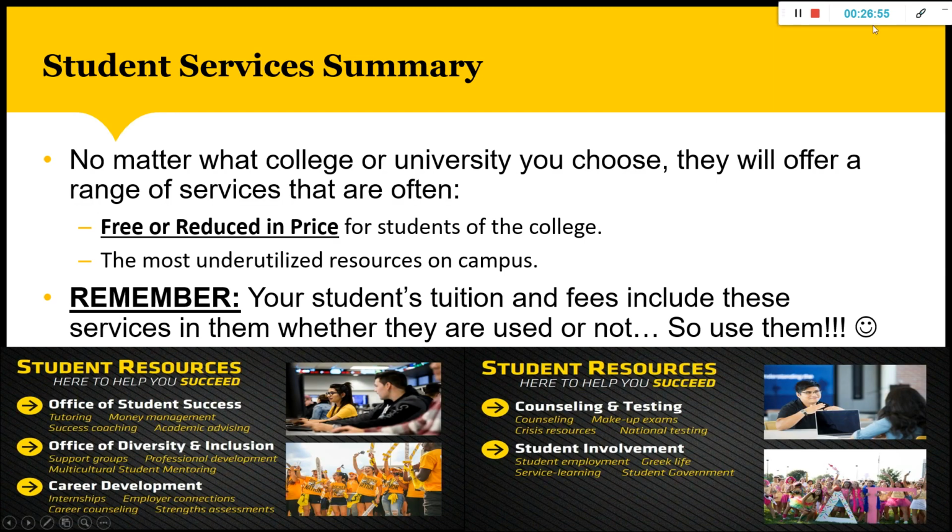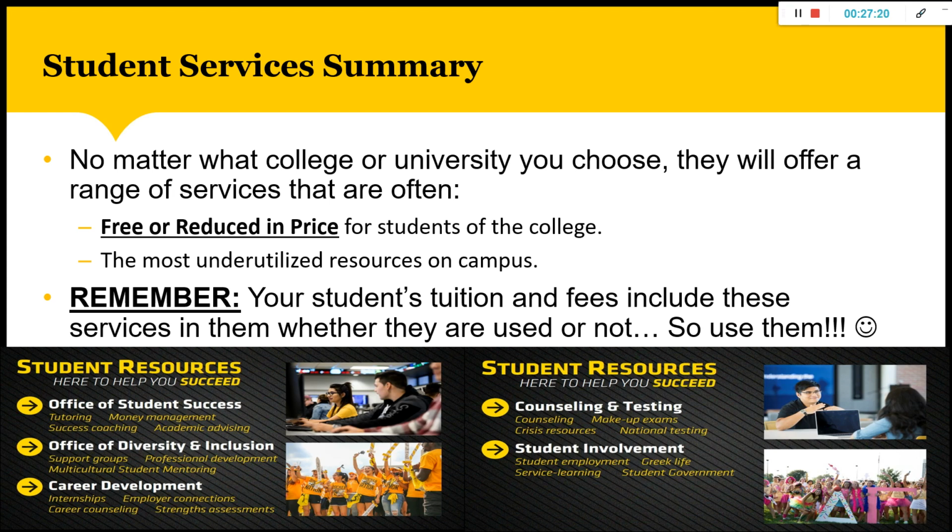So just to summarize the items I went over here to wrap up, no matter what college or university you choose, they will offer a range of services that are often free or reduced in price for students of the college, and they're often some of the most underutilized resources on campus. There's so much that students don't think to look into.